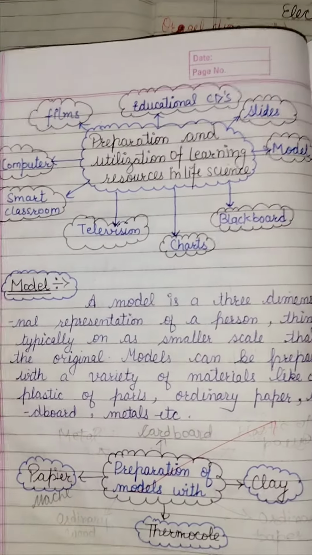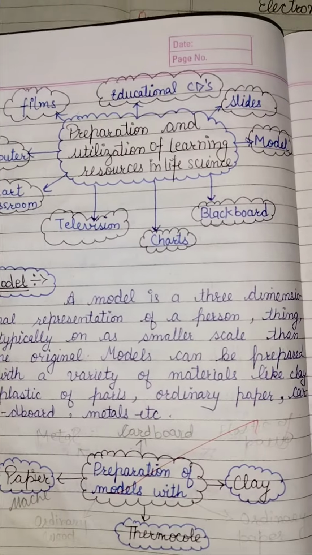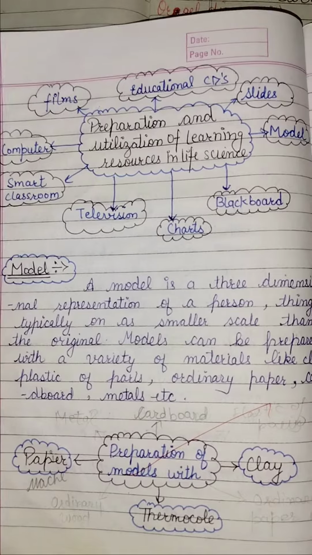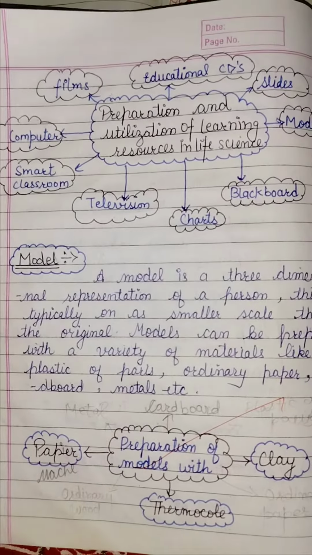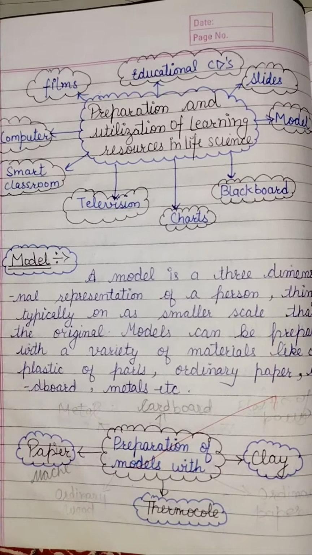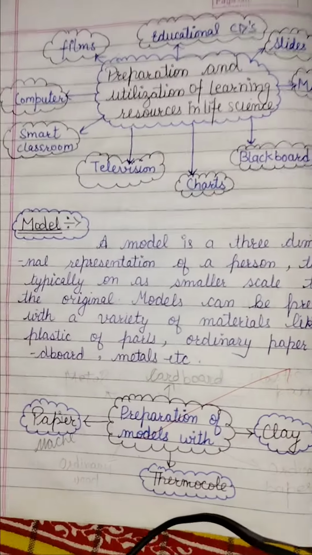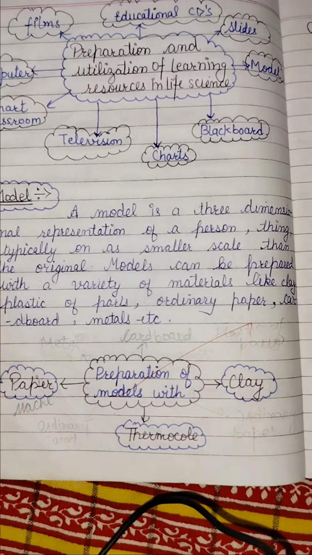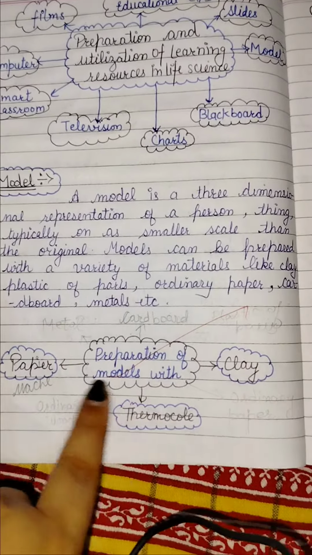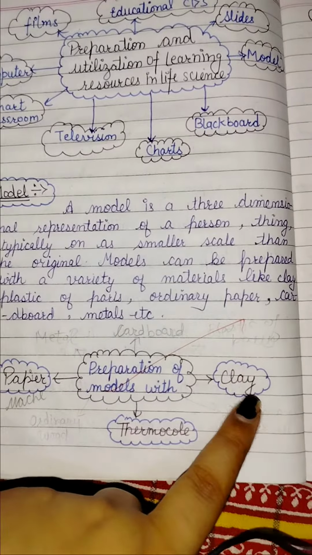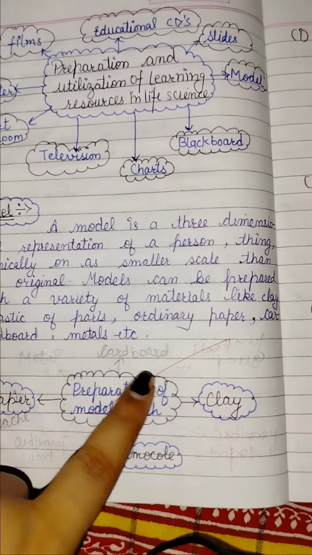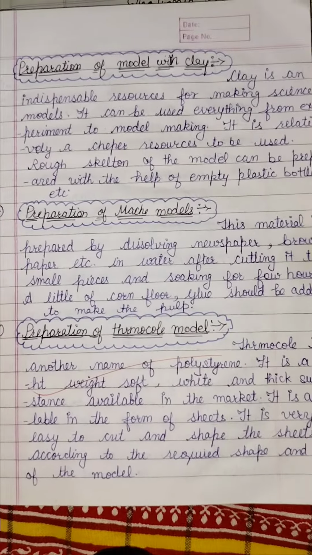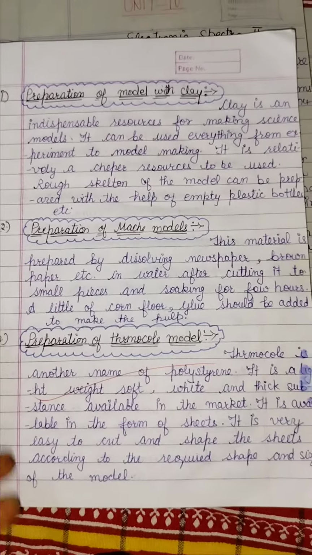After that, you have to make a flowchart for preparation and utilization of learning resources in life science. How you can prepare them and how you can utilize these learning resources. Where the first is model, and in that you have to explain how you can prepare these models. So you can prepare with clay, thermocol, paper, cardboard, etc. Then you have to explain how you can prepare these models.